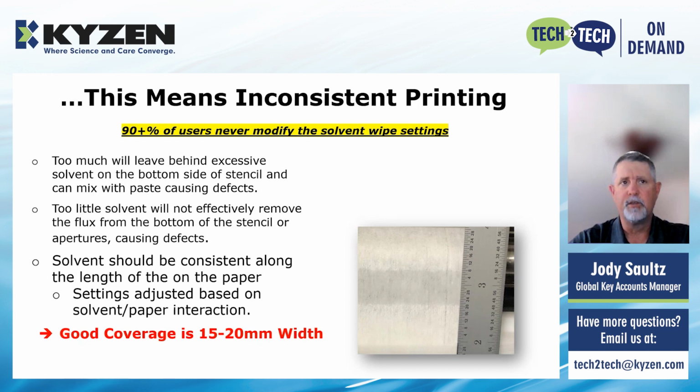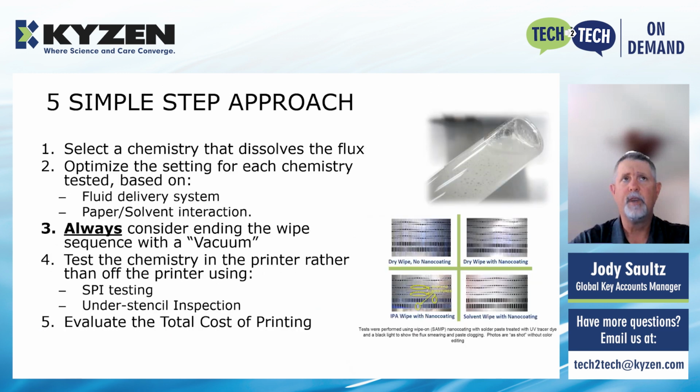Settings adjusted based on solvent paper interaction is typically between 15 and 20 millimeters. If you see more than 15 to 20 millimeters of wetting, you're absolutely using way too much solvent, and you need to do some adjustments to get your solvent to absorb where it leaves about a 15 to 20 millimeter width. So, 5 simple steps to the approach.